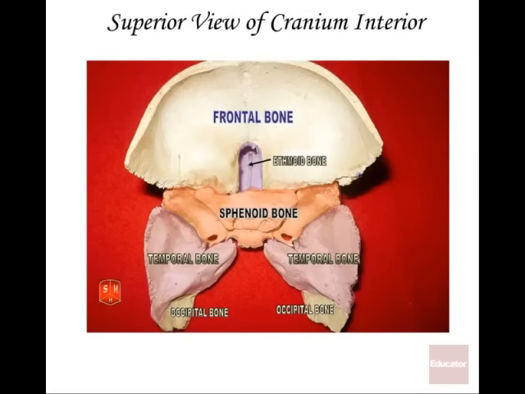Here's a superior view of the cranium interior. So if we remove the parietal bones and keep the rest, you can see how it all fits in. The one we haven't covered is the ethmoid. That's coming up in a bit. But here you can see those wings of the sphenoid, the lesser wings here. You can see how the temporal bones on either side articulate with the sphenoid bone. And the frontal bone has its own sutures connecting to it as well.